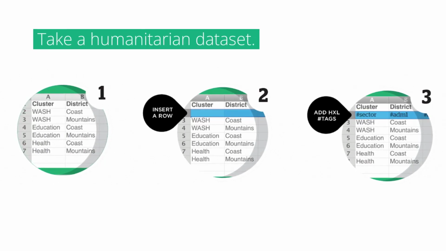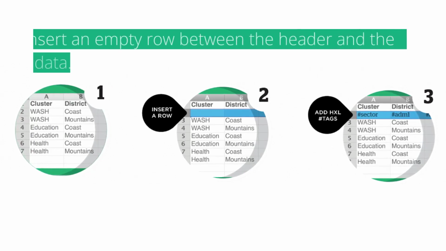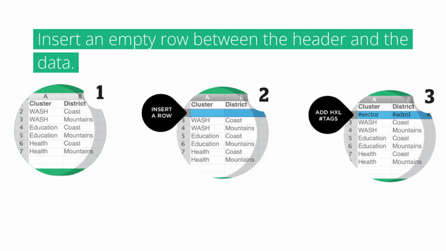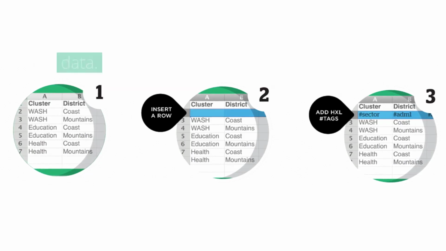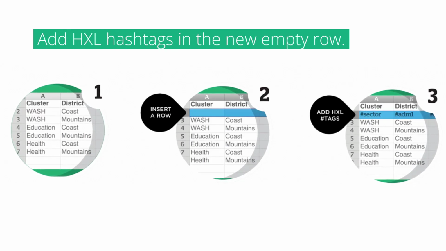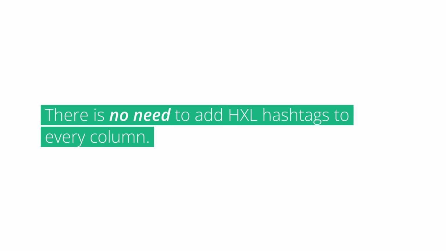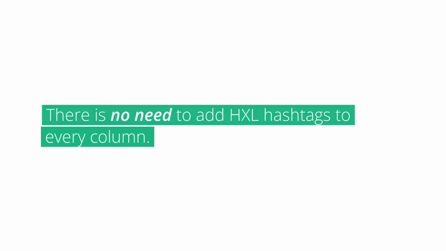First, take a humanitarian dataset, such as a spreadsheet. Second, insert an empty row between your headers and the actual data. Third, add Hexel hashtags in the new empty row. There is no need to add a hashtag for every column. Just add hashtags to the columns that are important.